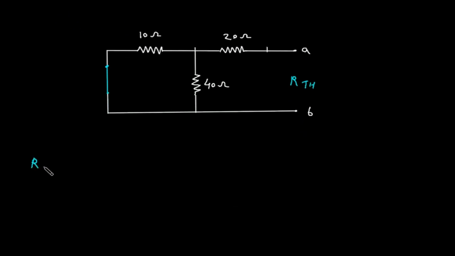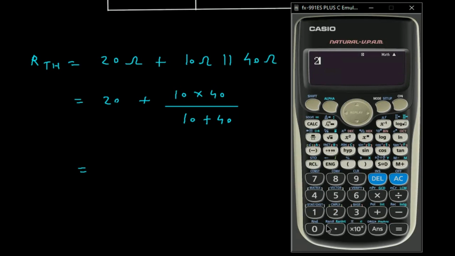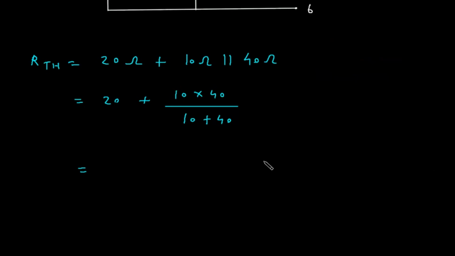So RTH is equal to this 20 ohm plus 10 ohm parallel with 40 ohm. So this will be 20 plus 10 into 40 divided by 10 plus 40. So it is 28 ohm. This is the value of RTH.